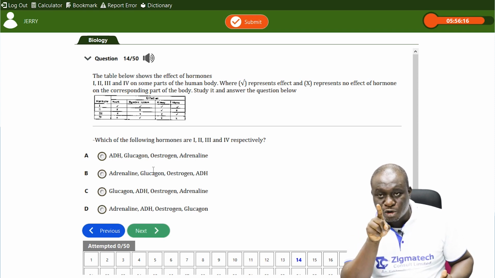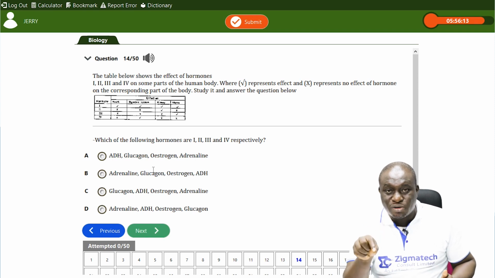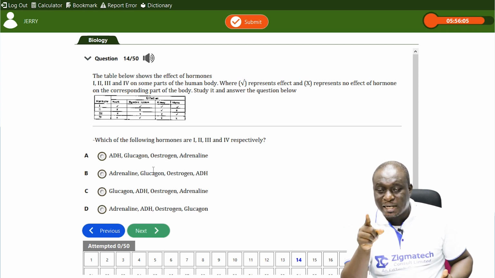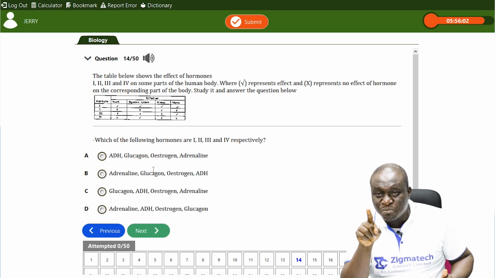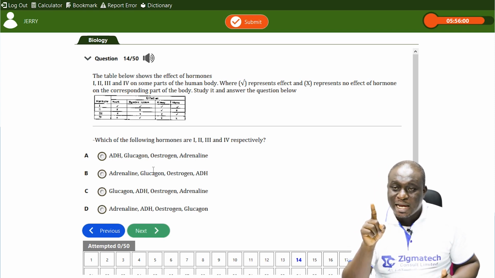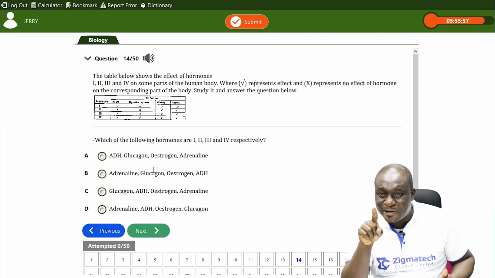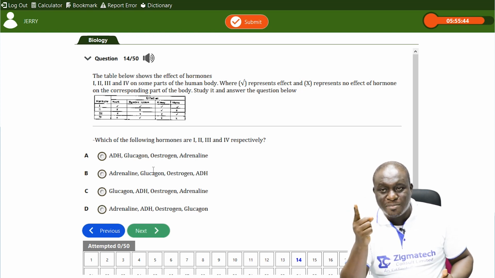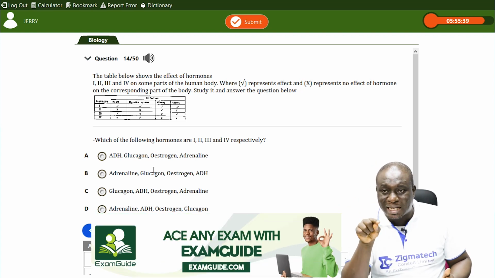So in other words, Roman figure 2 is the antidiuretic hormone, which is the ADH. And then Roman figure 4 definitely should be the glucagon. Now, Roman figure 3, it has no effect in the heart. It has no effect in the digestive system. It has no effect in the kidney, but it has an effect in the uterus. And of course, that tells us that it is the estrogen, the female sex hormone. Remember the female sex hormones, there are 2 of them. We have the progesterone and then we have the estrogen. So they play a major role in the female reproductive system, of which the uterus is a part.